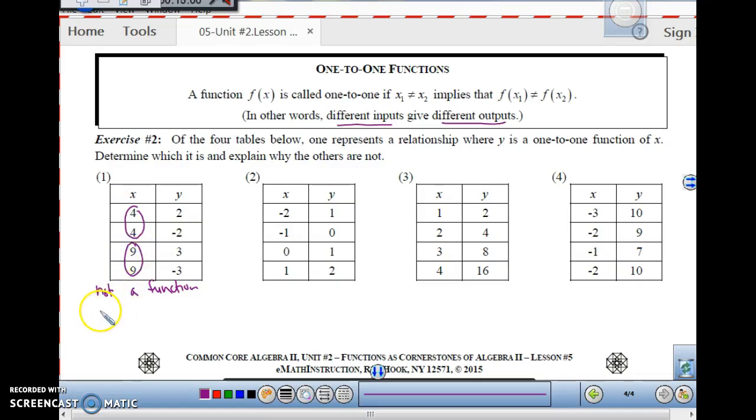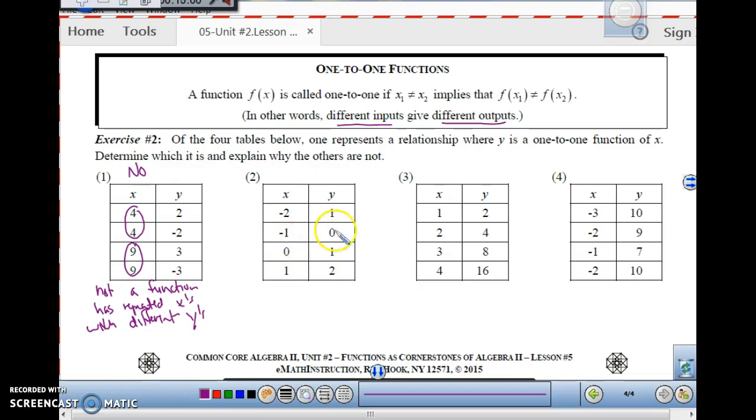It has repeated x's with different y's. So it's not a function to start with. And so we don't have to worry about it being one-to-one if it's not a function. Okay, so this is no. All right, number 2.